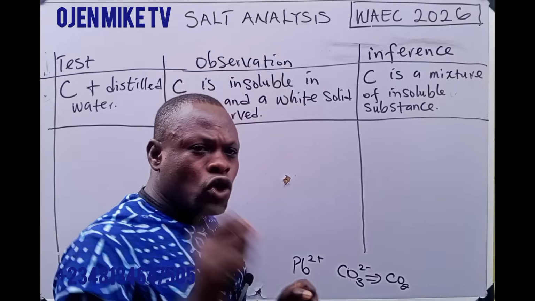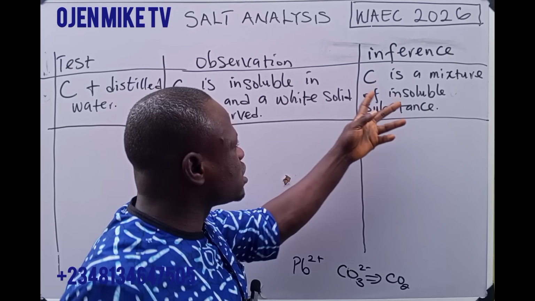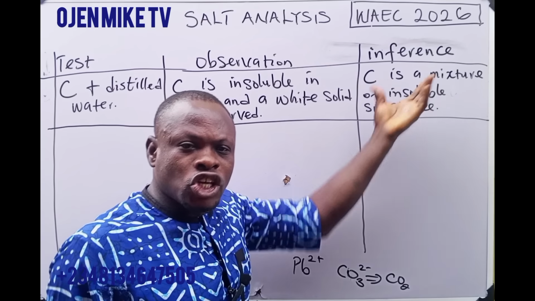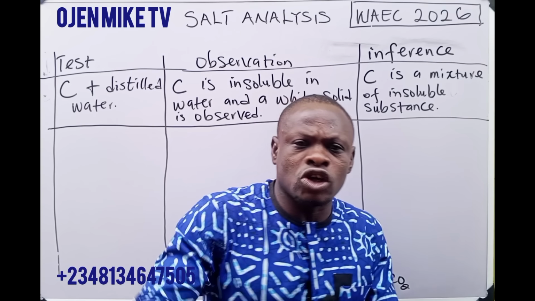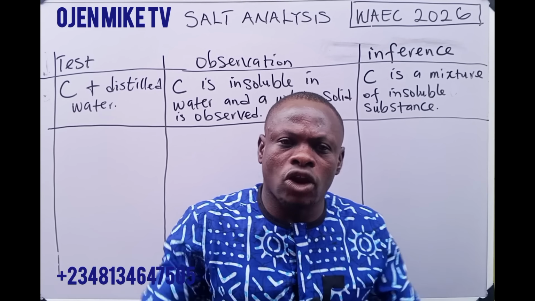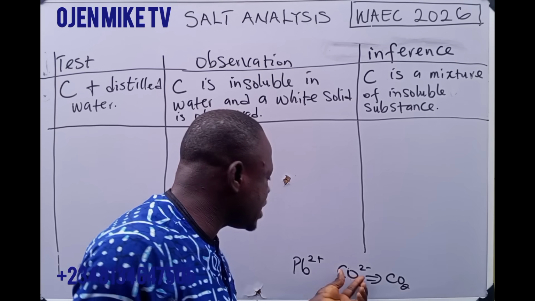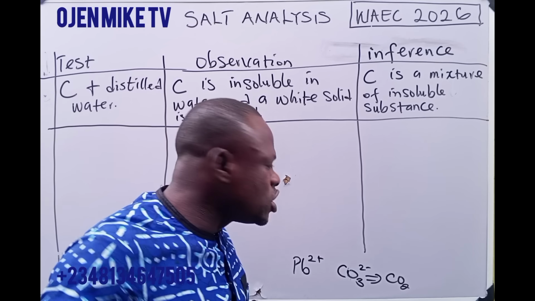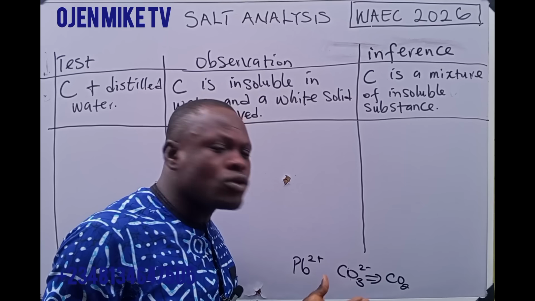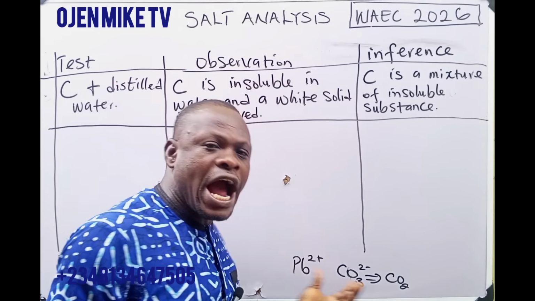Now the next thing we are going to do is dissolve this thing because it is insoluble. Insoluble means that when you dissolve these things, they don't mix together, so you cannot call it a solution. The ions are still intact. So until it becomes soluble, that is where you can now test to check for the ions.